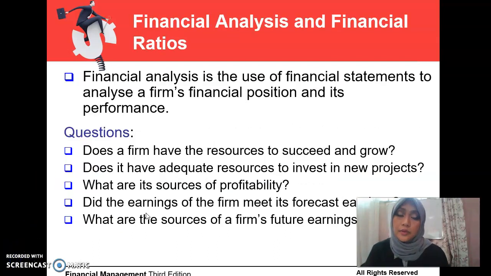Okay, financial analysis. What is financial analysis? Financial analysis is use of financial statement to analyze a firm's financial position and its performance. So you need to analyze the financial statement when you are doing the financial analysis. Through financial analysis you can know how the firm uses its resources, and whether it is adequate enough to invest in a new project. And what are its sources of profitability, by calculating the financial ratio.